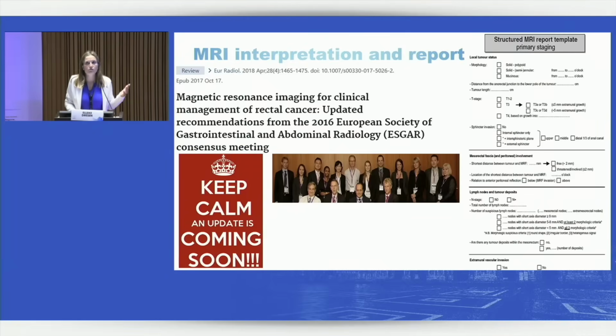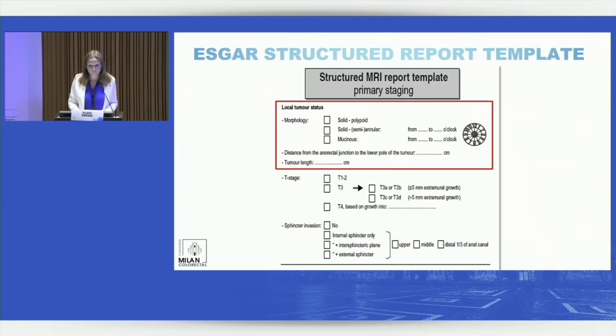And all of these recommendations were stated by the ESGAR, which is our European Society of Gastrointestinal and Abdominal Radiology, and we are currently updating the guidelines. So hopefully by the end of this year, we have fully updated recommendations for rectal cancer staging. And also a structured MRI report template. That's really important, so you can find all the important features that you need to decide what is the most optimal treatment for the patient.